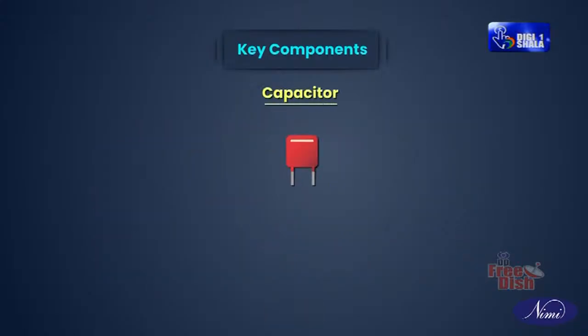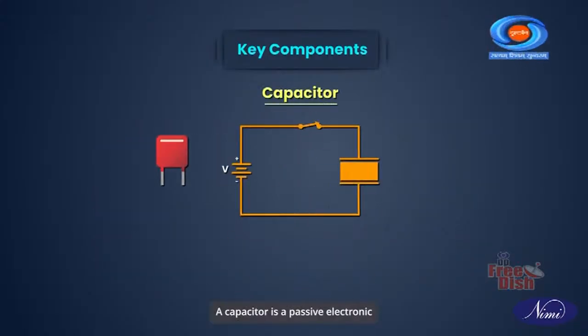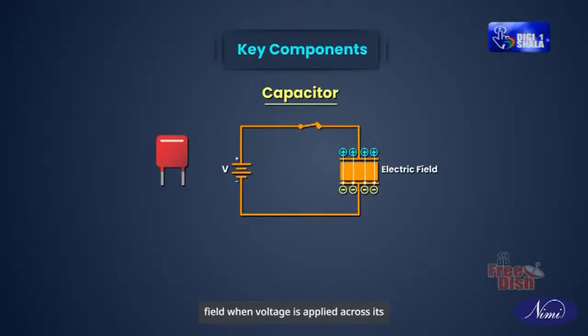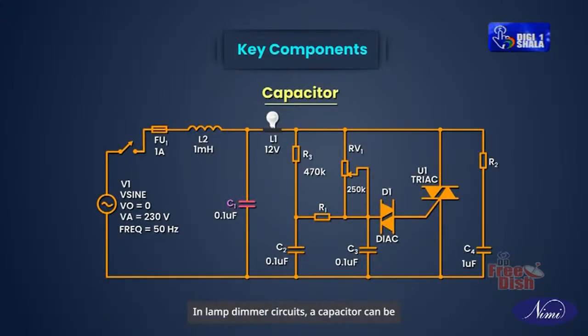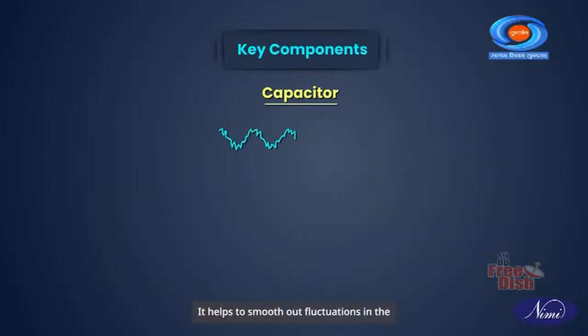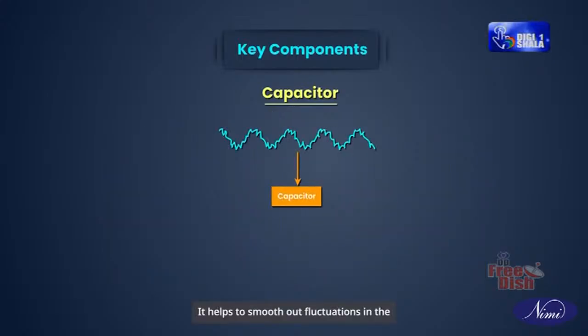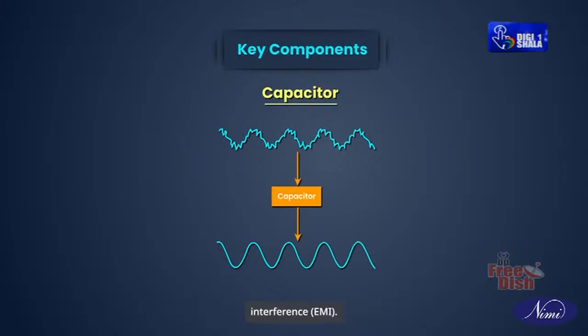Capacitor. A capacitor is a passive electronic component that stores energy in an electric field when voltage is applied across its terminals. In lamp dimmer circuits, a capacitor can be optionally used for noise filtering purposes. It helps to smooth out fluctuations in the circuit's voltage and reduce electromagnetic interference or EMI.